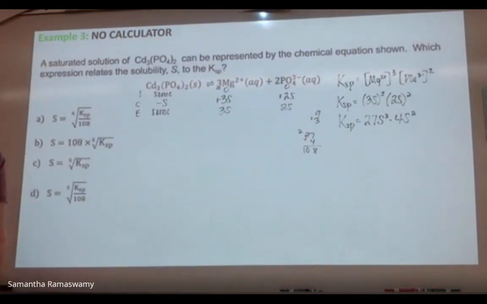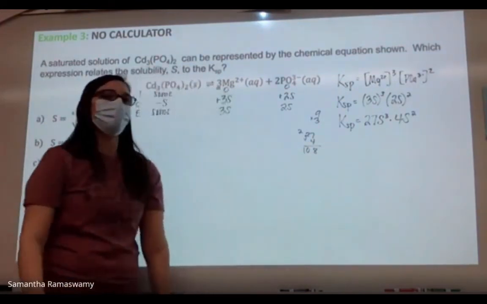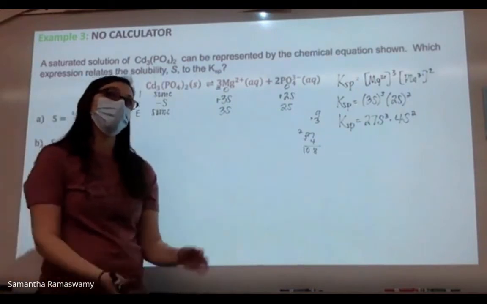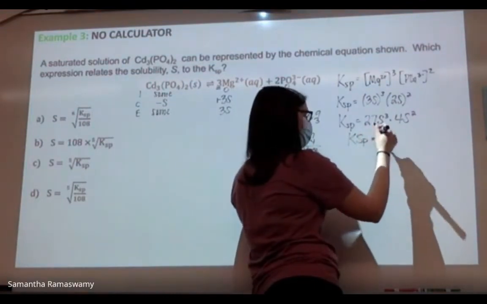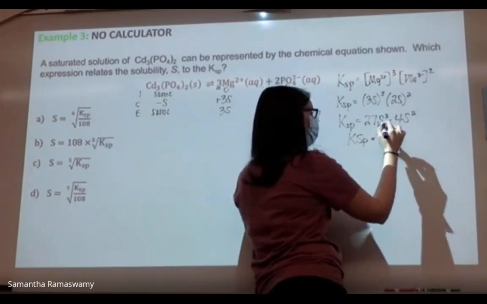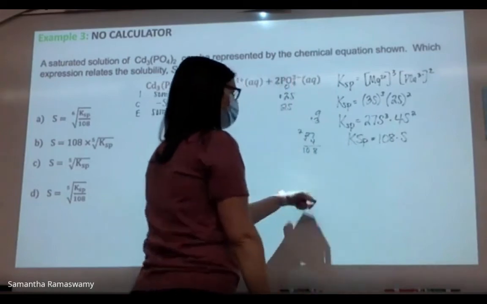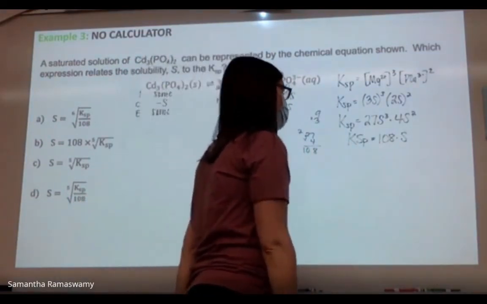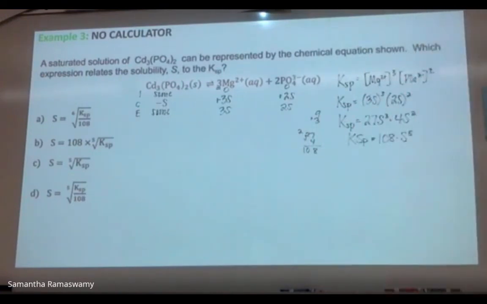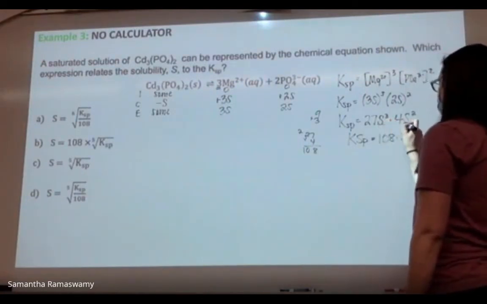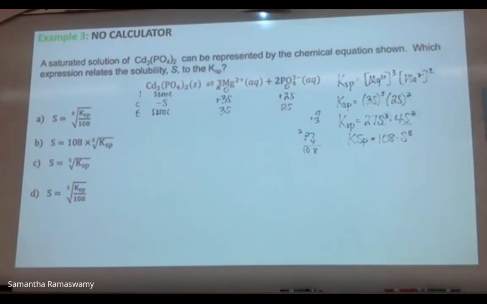I can't do 27 times 4 in my head. If you can, awesome, or I just choose not to. So I just multiply off to the side. Some people will do 27 times 2 and then add those together, so 54 plus 54. Either way, we have Ksp equals 108 S to the fifth. The whole point of this is to solve for S. For these S's, you're combining the like terms, so you add those exponents together.